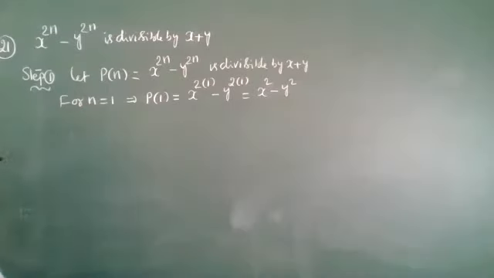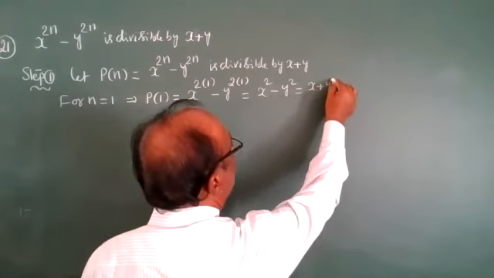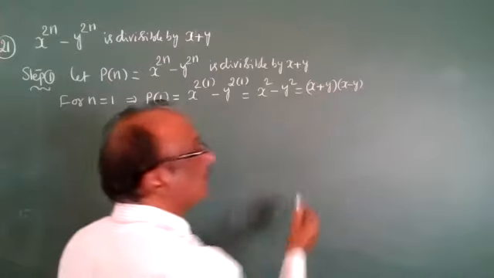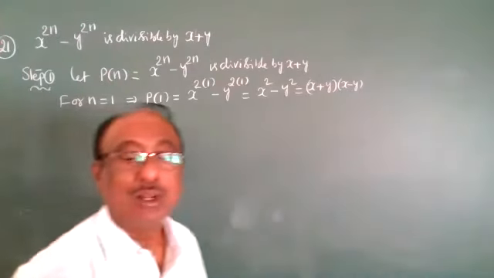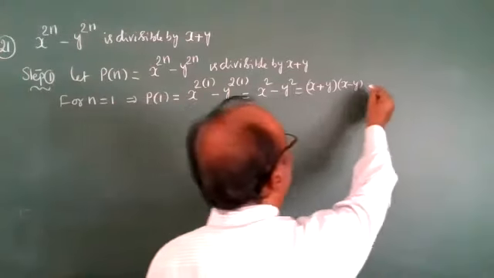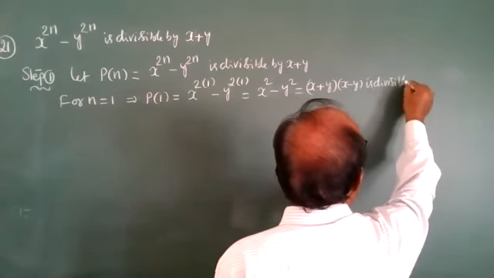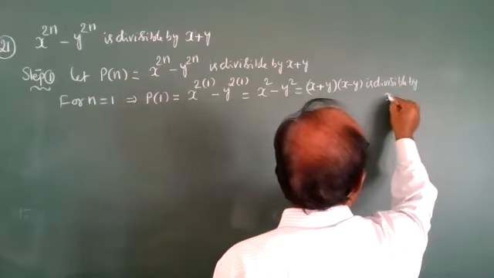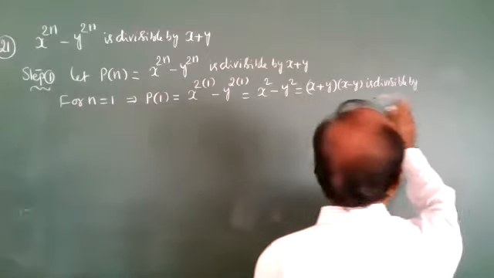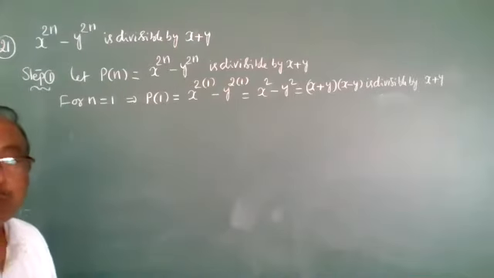What are the factors of x square minus y square? x plus y into x minus y. One of the factors is x plus y. Very good. Therefore, it is divisible by x plus y.